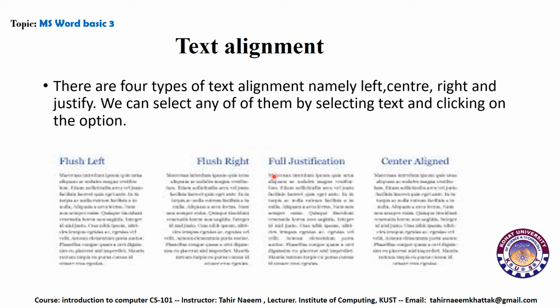And here justified means that left and right are both in the same line. And here is the center alignment, which means that the center of the paragraph is aligned. You can see that these are all alignments. So these are some of the options of text alignment.